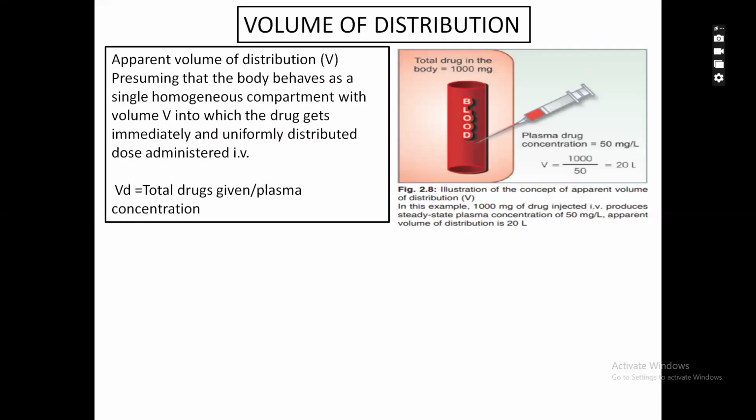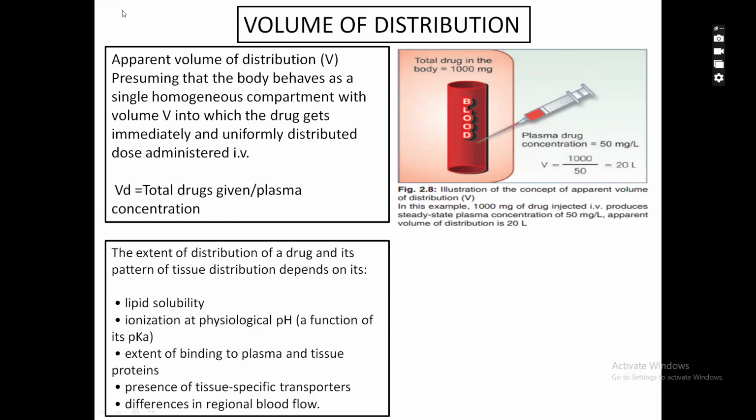So the main thing is that it is known as apparent volume of distribution. Some part is distributed in the plasma, some part goes into the lipophilic component, the fat compartment. Later it gets redistributed into the plasma. So this is basically the apparent volume of distribution.